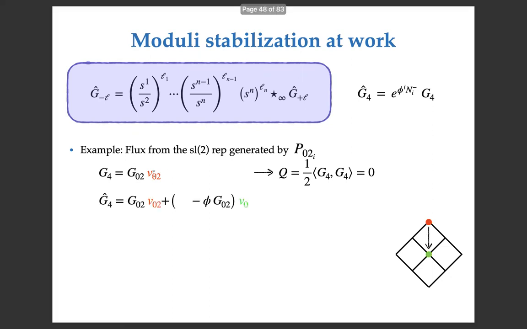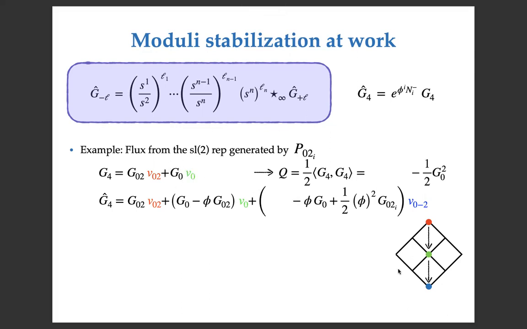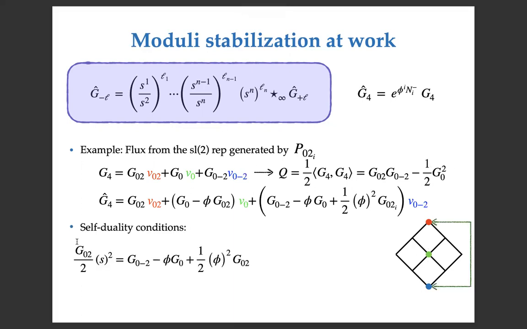Then we can construct the G4 hat for this flux, and it populates the same B02 and the lower spaces, because we act with the lowering operators, and it goes also to these two spaces. We can also allow for fluxes along these two spaces, B0 along this space and along this other space. This is the total tadpole contribution. And then we just have to apply the self-duality condition.